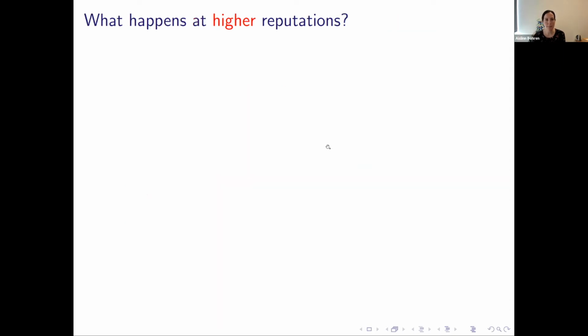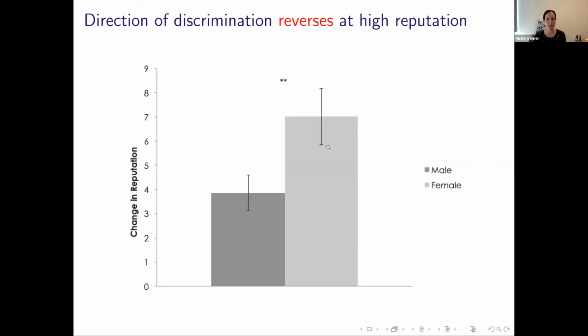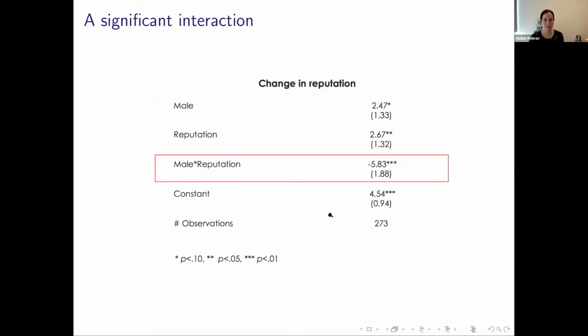Whereas in contrast, what happens at higher reputations? Well, indeed, we actually do see a reversal. Here we see that the change in reputation is much higher for female accounts than male accounts. Similar to the initial, it's about 50% higher for these female accounts than male accounts. And so indeed, we are seeing this reversal of discrimination. Looking at it in a regression form, we can put everything in. We see a significant interaction between male and reputation, in the same direction we would expect.